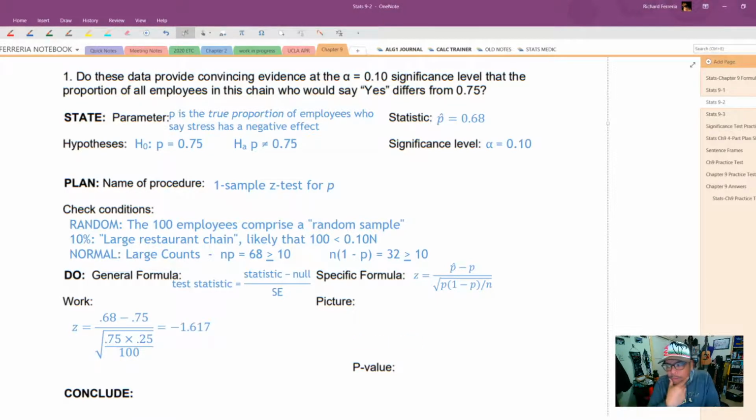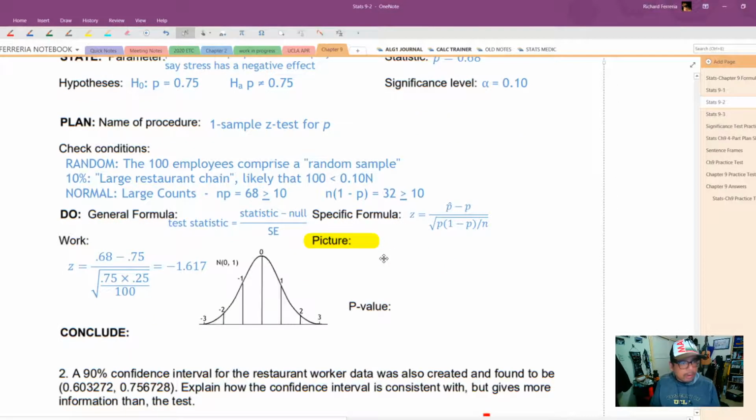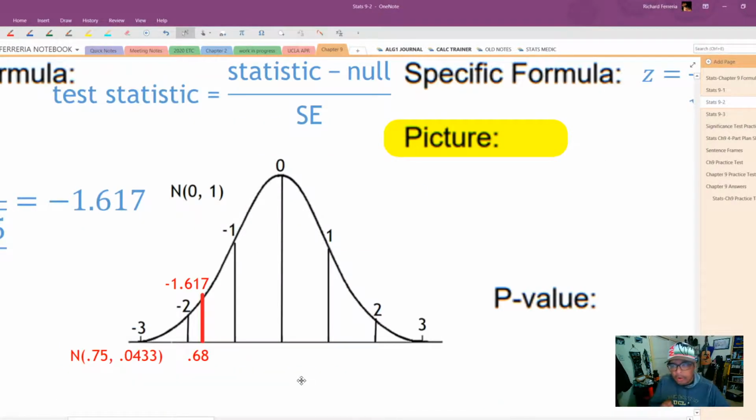Okay, so for the test statistic, I get negative 1.617. So let's take a look at the picture then. For the picture, we've got ourselves a pretty normal curve, and we're going to start labeling it. Now on our curve, we're going to mark that 0.68 and correspond it to that negative 1.617, and we're going to shade to the left of it because, of course, it is the tail that we are interested in.